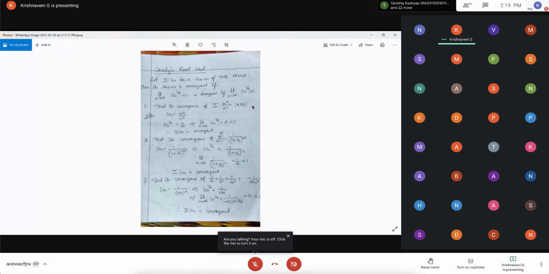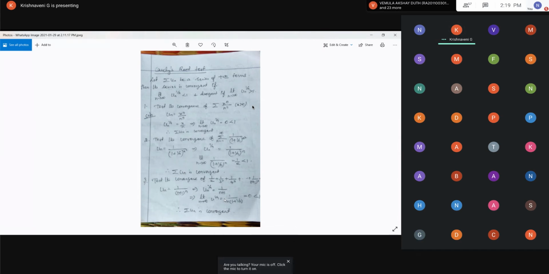Right? Yes, ma'am. We know the value of (1 plus 1 by n) whole power n, already used in earlier results, is e. So that is 1 by e. The 1 by e value is less than 1. Using our calculator, we can find the value of e. 1 by e is less than 1. Therefore, summation un is convergent. Less than 1 means convergent. Greater than 1 means divergent. There are two possibilities in this method.